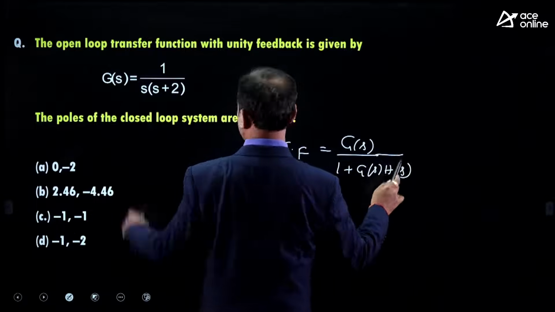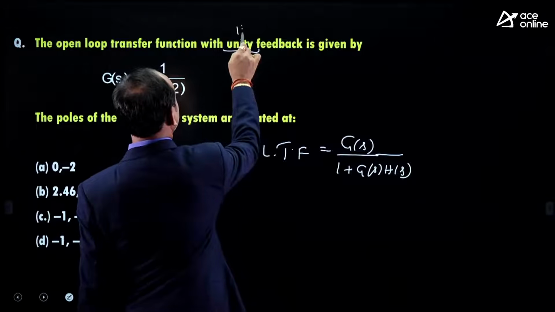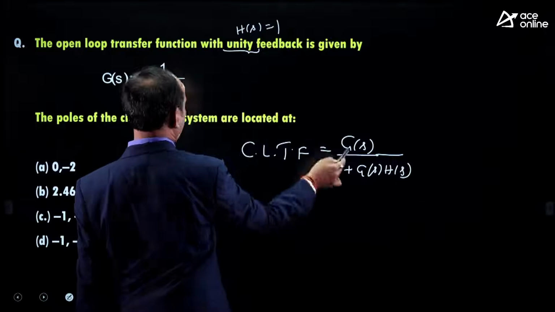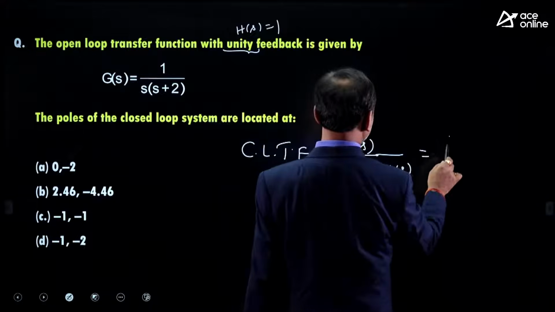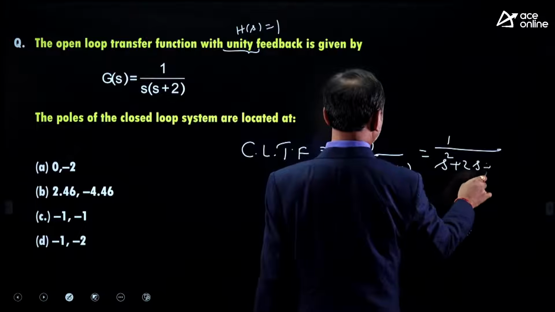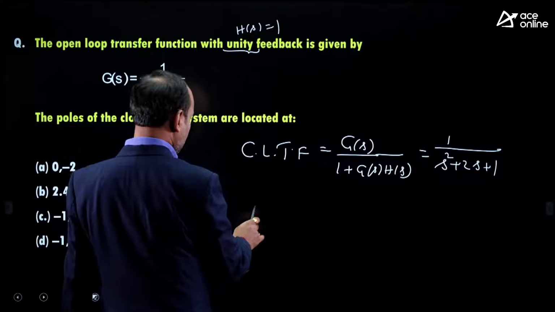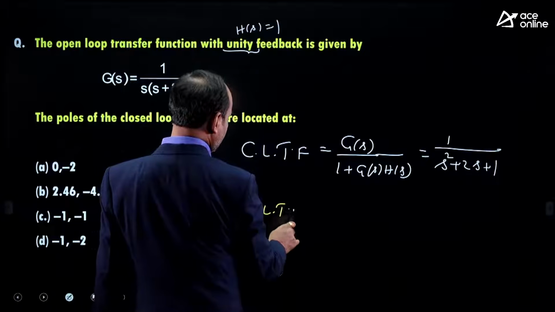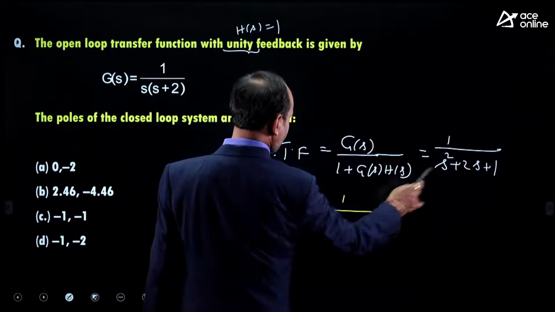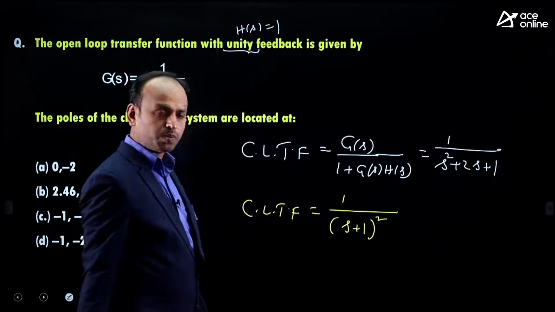Now G(s) is given. H(s) is nothing but unity feedback is given. Unity feedback means H(s) is 1, dear. So substitute all this, then you will get the answer 1 upon s square plus 2s plus 1. That is the closed loop transfer function. And we can write the closed loop transfer function, as it is a perfect square, as 1 by (s plus 1) whole square.